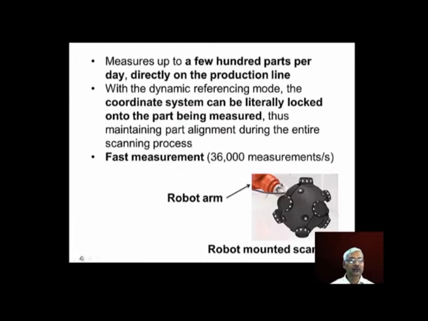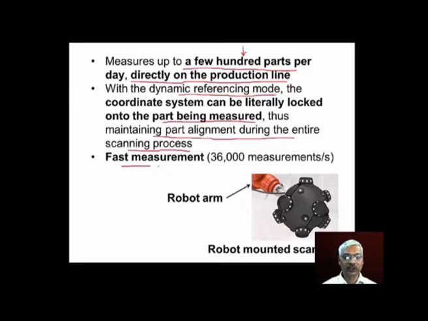Now it measures up to a few hundred parts per day directly on the production line. So such is the speed of the portable CMM. With the dynamic referencing mode, the coordinate system can be literally locked onto the part being measured, thus maintaining part alignment during the entire scanning process. And very fast measurement is possible, that is 36,000 measurements per second.